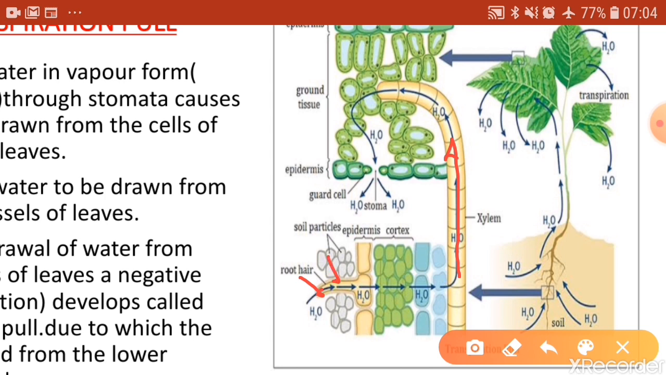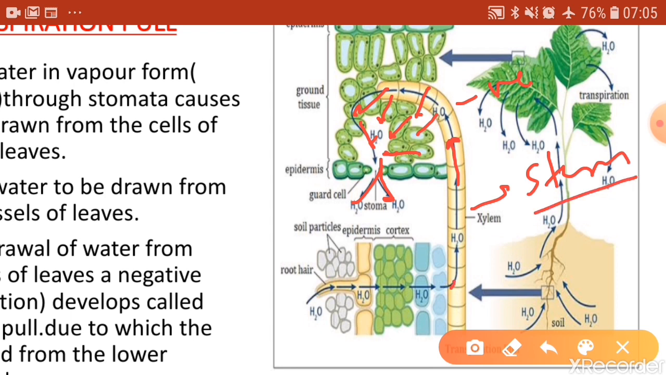So just a brief recap. As I said, water is lost from the stomata through the pores present, and the loss of water will cause water to be taken from the mesophyll cells of the leaves. As the mesophyll cells lose water, they will withdraw water from the xylem vessels present in the leaves, and when the xylem vessels lose water to the leaf cells, a negative pressure is created. This negative pressure is going to pull water from the xylem vessels in the stem region. So the xylem in the stem region will pull water from the region where water is present in more amount, that is, from the xylem vessels of the root.